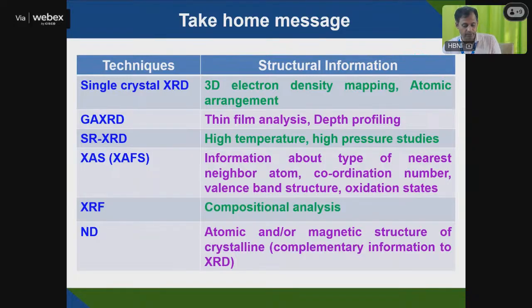And then XRF, which I discussed, is for composition analysis with high accuracy. You can get the composition of the elements, qualitatively and quantitatively. With neutron diffraction you get magnetic as well as atomic structure information of crystalline material. And small angle X-ray scattering and neutron scattering I discussed today.